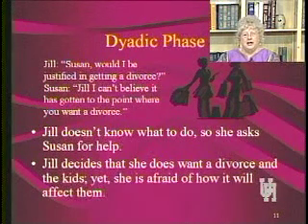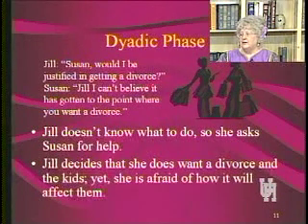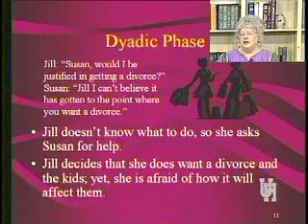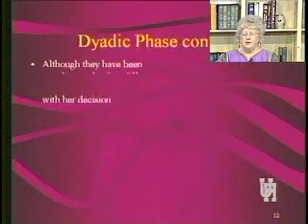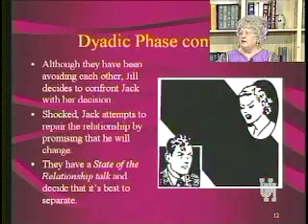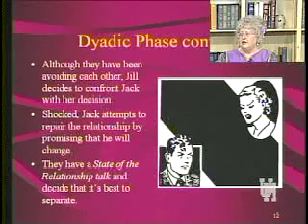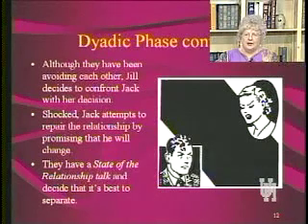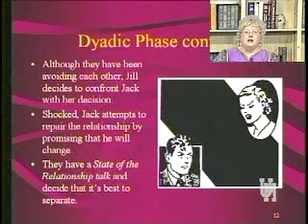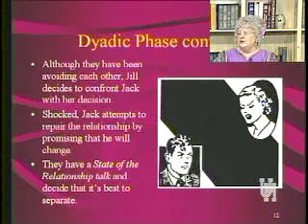But anyway, she's dyadic. She's gone beyond herself. She's looking for someone else to tell her what to do, and she decides she does want a divorce. So she's moved from the dyadic stage. She goes to Jack and actually asks for the divorce. In this case, they have a state of the relationship talk, and we'll talk about that more later on, too. But they decide that the best thing for them to do is to separate.